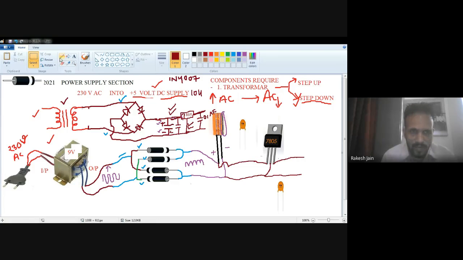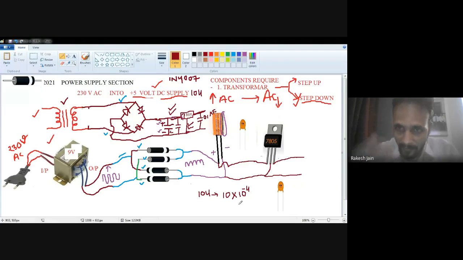Now 104 means 0.1 microfarad. How? 104 means 10 multiplied by the third digit, which should be in power with a negative sign. So it means 10 into 10 to the power minus 4. That is 10 divided by 10 to the power 4, that is 1 divided by 1000. So it will be completely 0.1 microfarad.